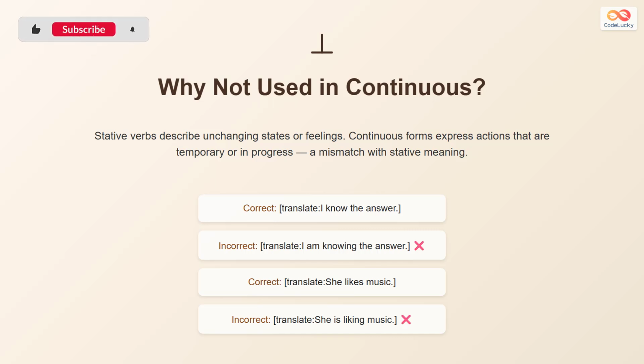Stative verbs are not used in the continuous or ing form because they describe conditions that are permanent or stable. Continuous forms describe actions in progress, but a state does not progress. For example, you should say, I know the answer, not I am knowing the answer. You can say, she likes music, not she is liking music. The stative verbs stay in simple forms because the state remains true over time.